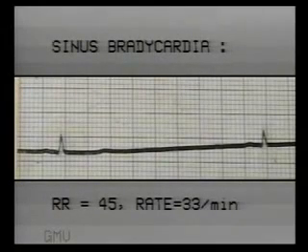This is another recording of sinus bradycardia with heart rate of 33 per minute. The RR interval is 45 millimeters. Note the normal P waves and normal PR intervals. Sinus bradycardia is seen in athletes, during sleep, and with drugs like beta blockers.